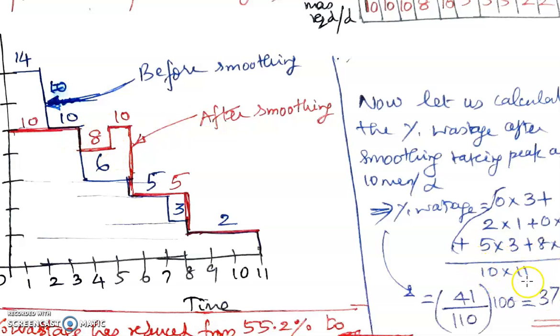So your availability becomes 10 into 11, the denominator, and in the numerator, we will calculate the wastage. So for the first 3 days, there is no wastage. So this is 0 into 3. Plus, there are 2 men idling on the fourth day. So it is 2 into 1. Then there is no wastage on the next day. Then you have 5 men wasted for 3 days, and then 8 men wasted for another 3 days. So if you calculate the percentage wastage, it comes out to be 37.3%.